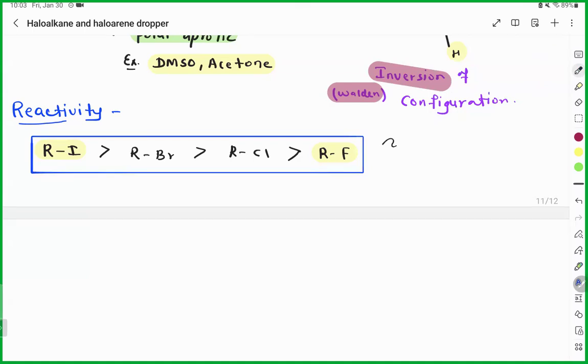Here, iodine is a good leaving group, so it can easily leave and the reaction can proceed further. But fluorine has a very strong bond with the husband, so in this case, fluorine cannot leave. Any doubt, guys?